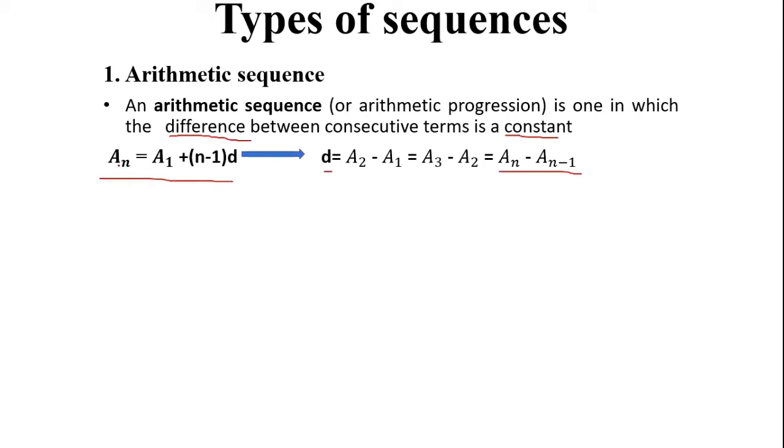So here is the general formula for the nth term of an arithmetic sequence. Here an is the nth term of a given arithmetic sequence, a1 is the first term, and d is the common difference between two consecutive terms. A sequence is arithmetic if and only if the difference is constant.